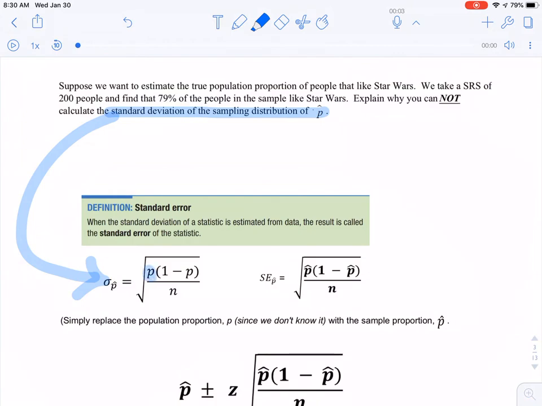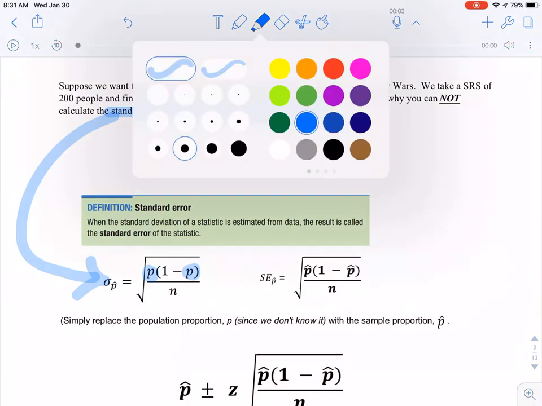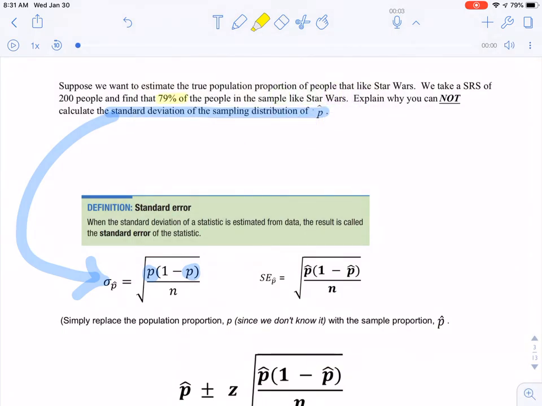Now what that is, the standard deviation of the sampling distribution, that's this formula right here. If you look closely, this formula really requires that we know the parameter, the true proportion. When in fact, most of the time, statisticians don't know the parameters. They've taken a sample, and all they really have is a statistic. So what they know is that 79% of the 200 people in the sample like Star Wars. And so what statisticians end up doing is, instead of being able to use the standard deviation of the sampling distribution for p hat, they use what they call the standard error for p hat, which, if you compare these two formulas, look almost identical.